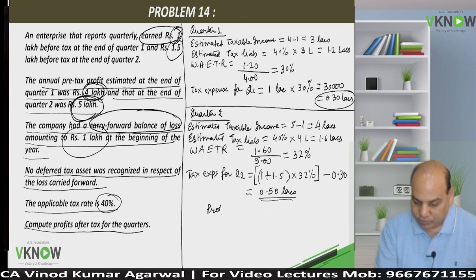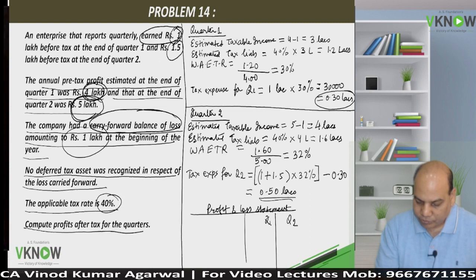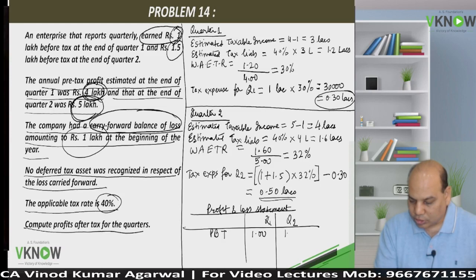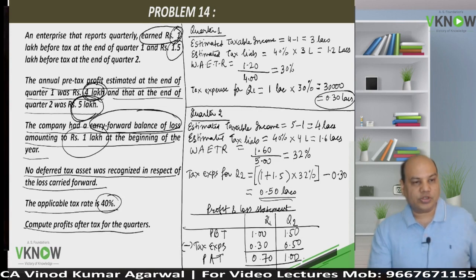Now you will prepare the profit and loss statement, quarter 1, quarter 2. Quarter 1 PBT is given in the problem, 1. Quarter 2 is given 1.5, less tax expense 0.30, 0.50. Therefore, profit after tax is 0.70 and 1.0. This way the students are required to present the answer.